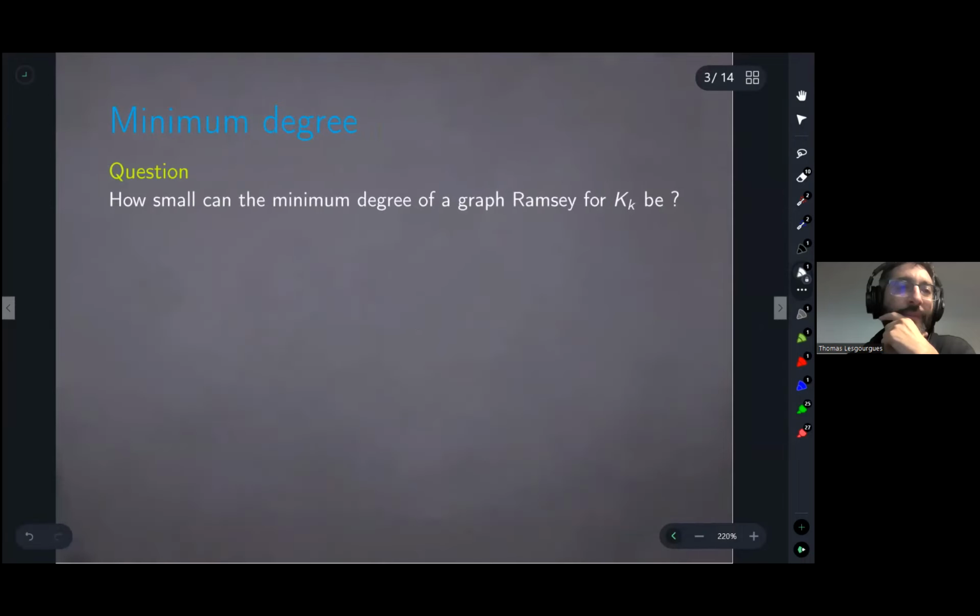But for today, what we study actually, in my talk, is the minimum degree. So we want to understand how small can the minimum degree of a graph that is Ramsey for K_k be. I need a small caveat here. Imagine that you have a graph G, and assume that G is Ramsey for K_k.